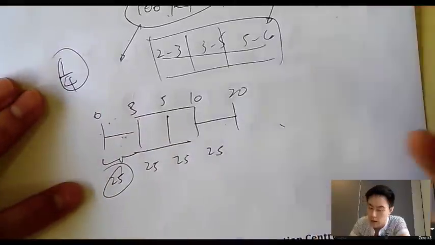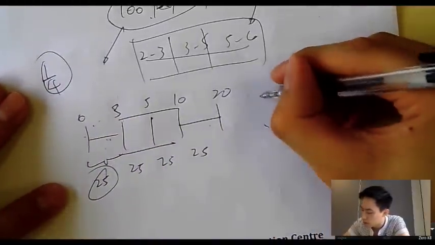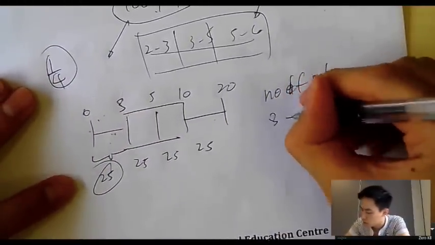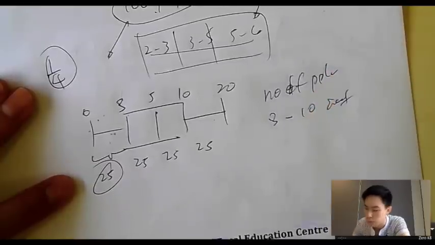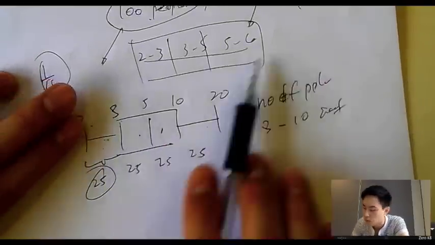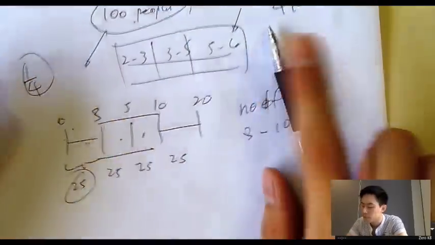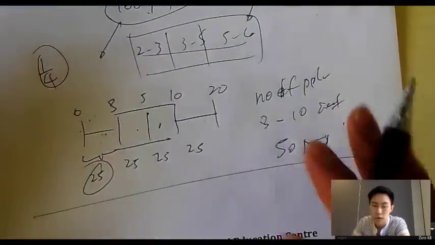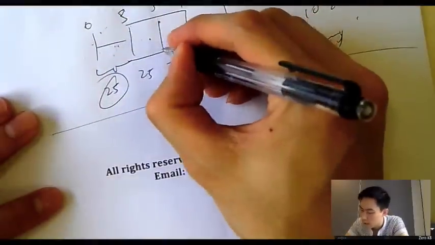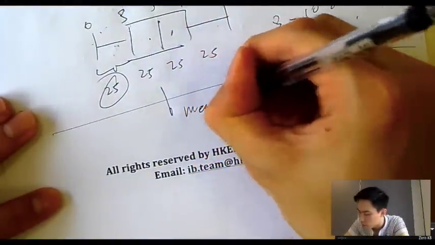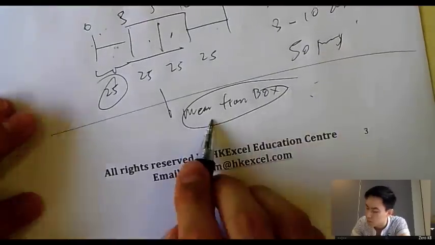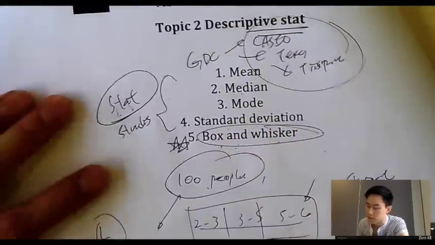Usually they will ask you to find the number of people drinking 3 to 10 coffees. So 3 to 10 occupies 2 boxes, so 25 plus 25, which is 50 people. That's it. This is the key thing you need to know. And of course, you need to know how to find the mean from the box and whisker. This is a level 7 question, so if you want to go through this, go through my studies notes.